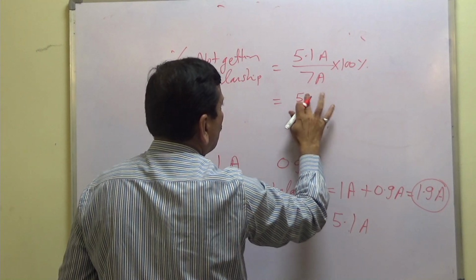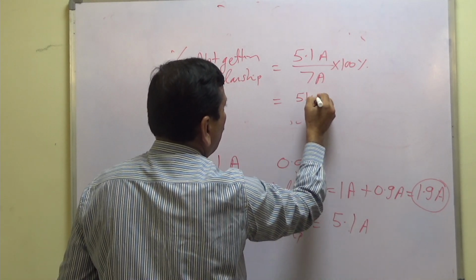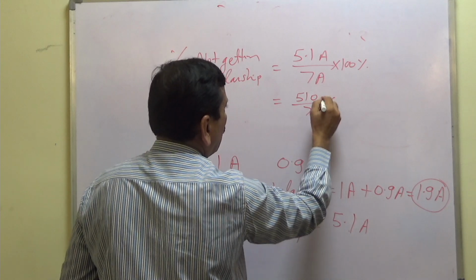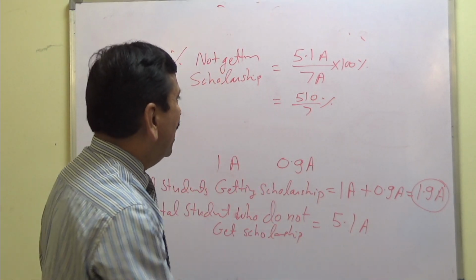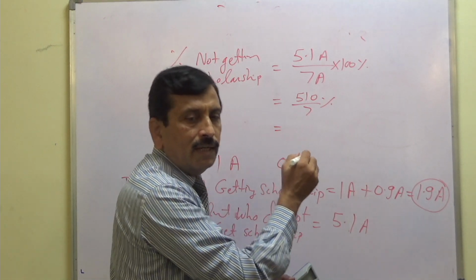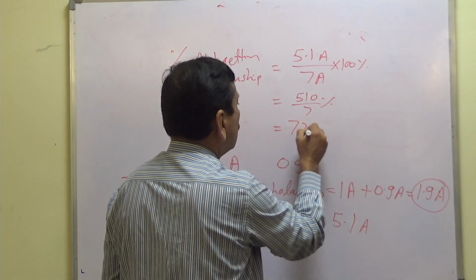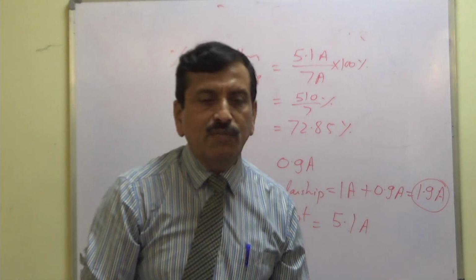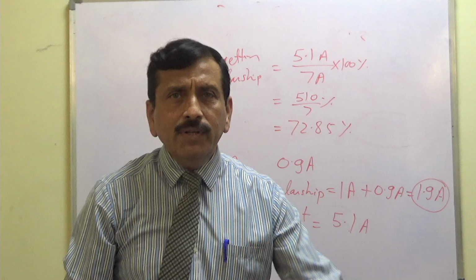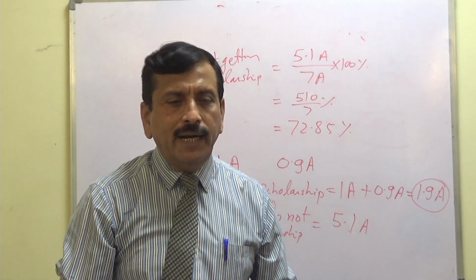Which is equal to 5.1 into this, that is 510 upon 7 percentage, and which is equal to 72.85%. Now this is the answer which we get. Again, we'll see one more illustration to get the idea of it.